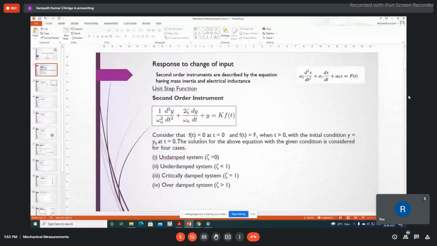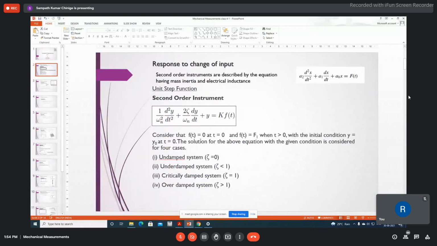Now we will continue with the response to changes of input for a unit step function. Let us continue with the second order system. If we are giving a step input to a second order system, how will it behave? We have seen in the earlier case that there will be some kind of delay in producing the output if it is a first order system for a given sinusoidal or harmonic input.